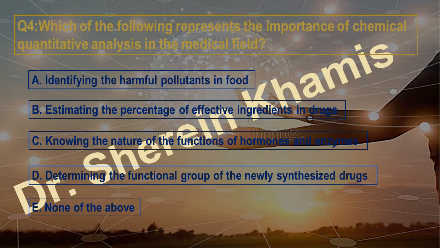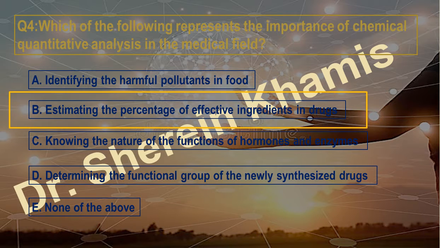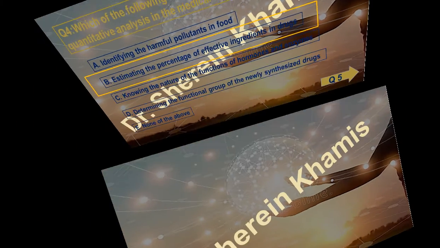What do you think we use in the medical field? We wanted to know the quantitative, which means the amount, meaning here we wanted to know the percentage of effective ingredients in drugs. We have here some medicines like drugs, and we wanted to know the percentage of the effect, or the percentage of alcohol in drinking for any human. We wanted to use quantitative analysis here. Okay, let's go to question number 5.